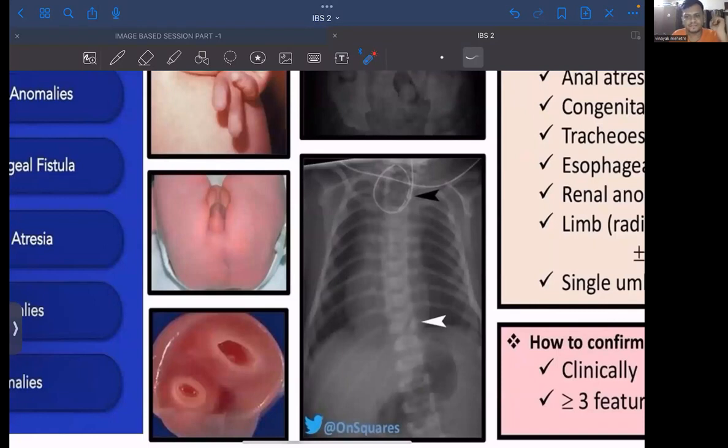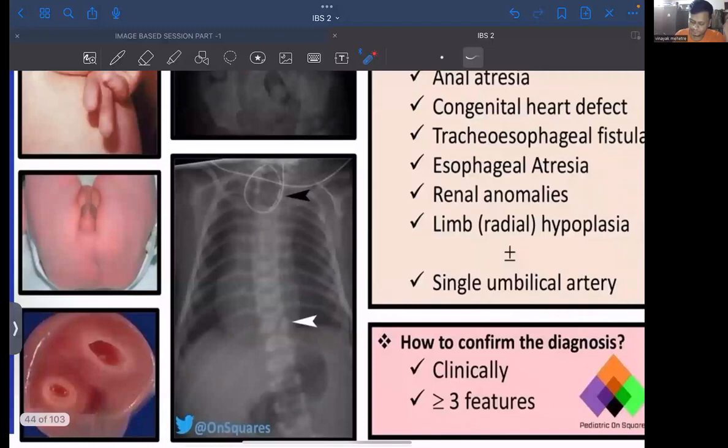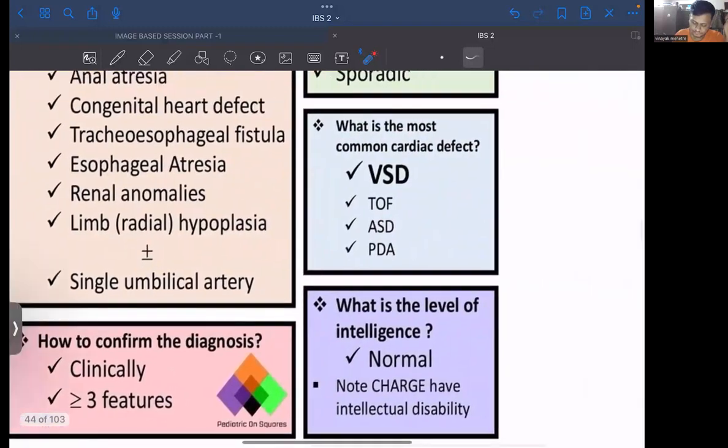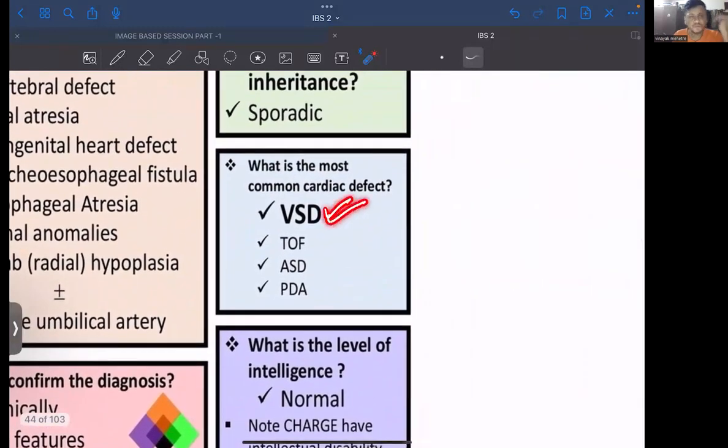ठीक है? समझ आया? And what are the cardiac association with VACTERL syndrome? VSD भी मिलेगा, tetralogy of Fallot also seen, ASD can be seen, patent ductus arteriosus also can be seen. But the most common is VSD, ventricular septal defect.